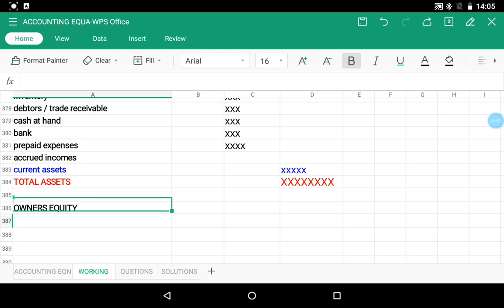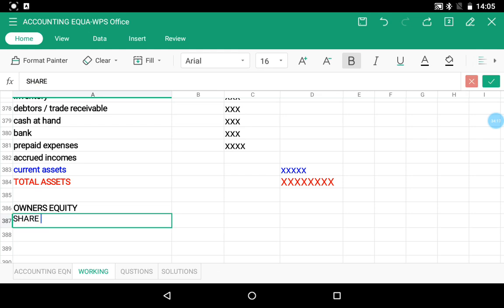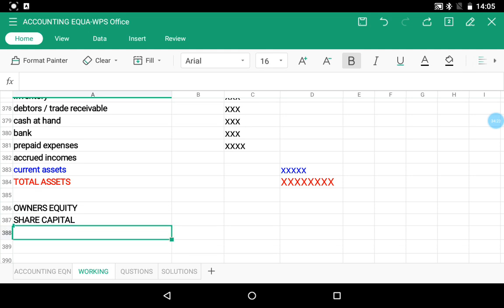Now let us look at owner's equity. I have told you we looked at these things some time back when you check in our videos. So here under owner's equity we have our share capital. We have our retained earnings. Retained earnings is the money you put aside to cater for the business anytime or anything.